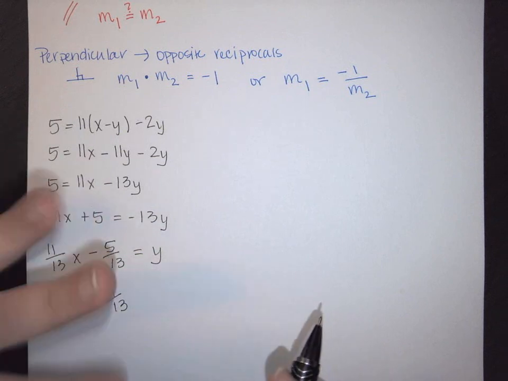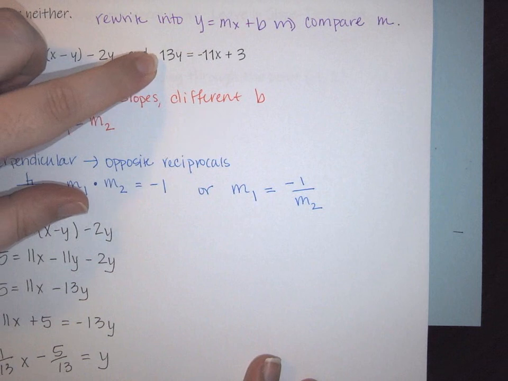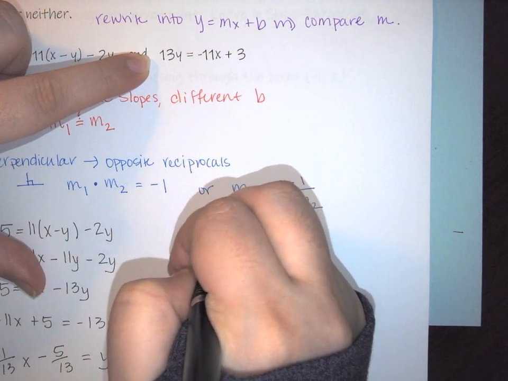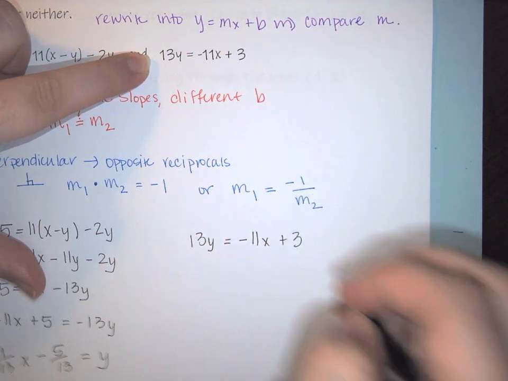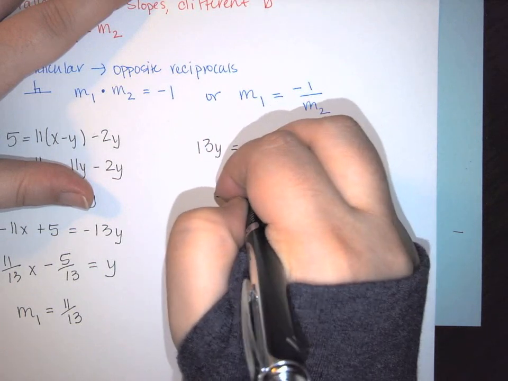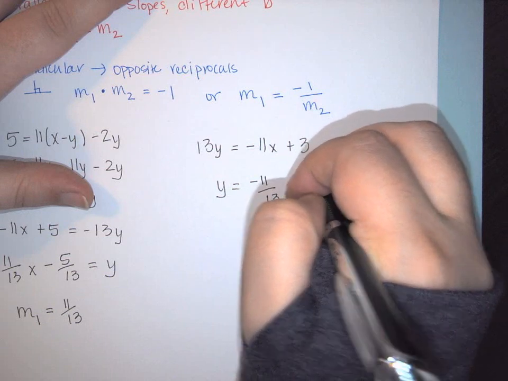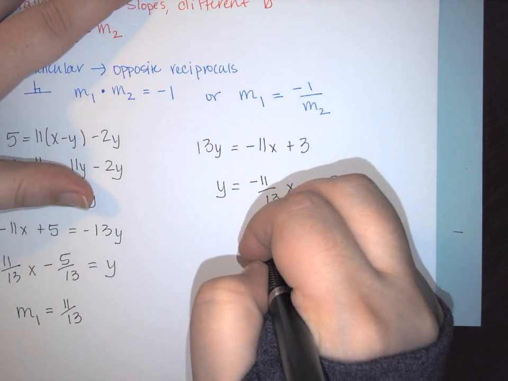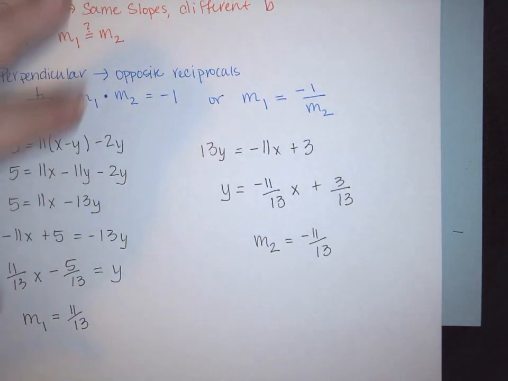Now, before we jump to any conclusions, we have to simplify the second. So we have 13y is equal to -11x plus 3. Divide everything by 13 and we get that y is equal to negative 11 over 13x plus 3 over 13. This says that my m2 value is negative 11 over 13.